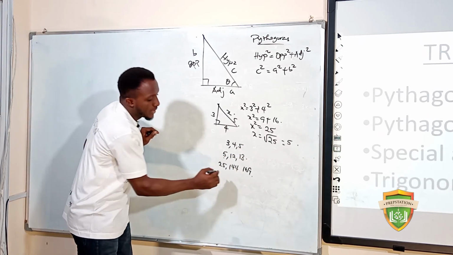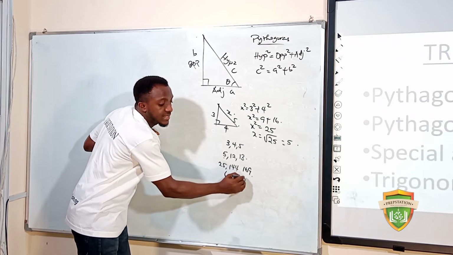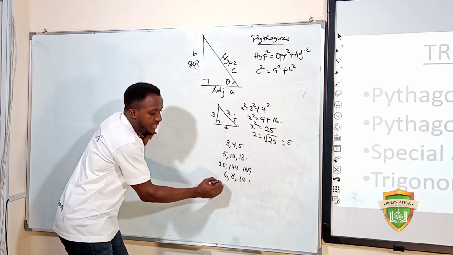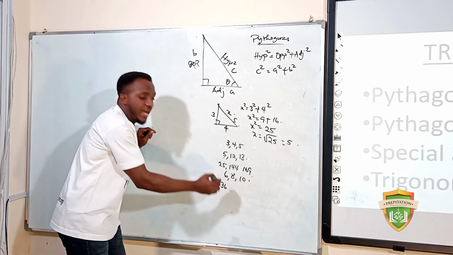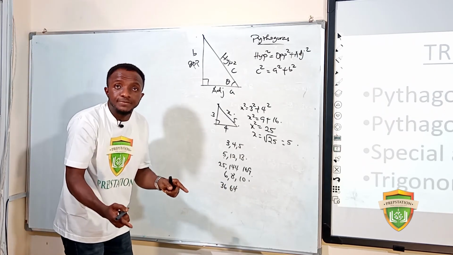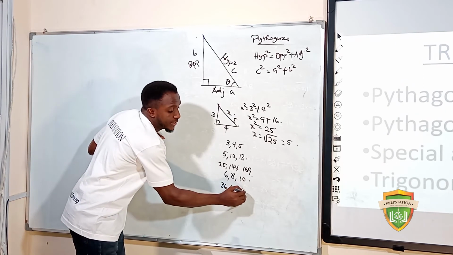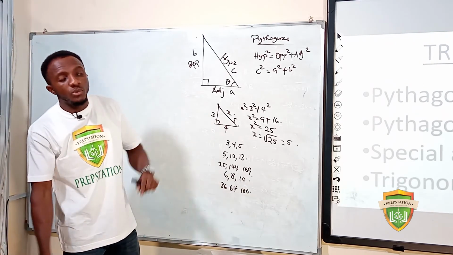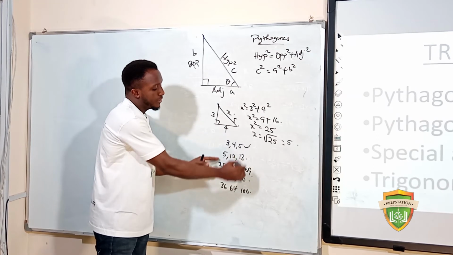I'll give you another one. 6, 8, and 10. The square of 6 is 36. The square of 8 is 64. If you add both of them, you're going to get 100. The square of 10 is 100. So you see, I've given you another one. So we have this one, Pythagorean triple.